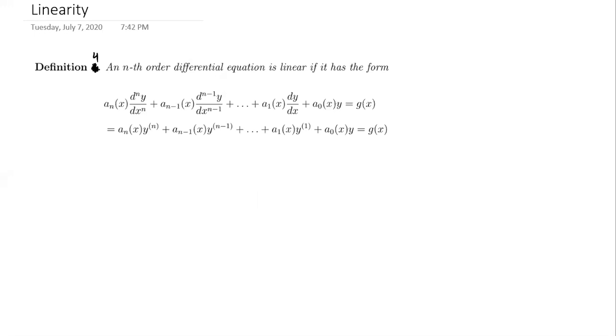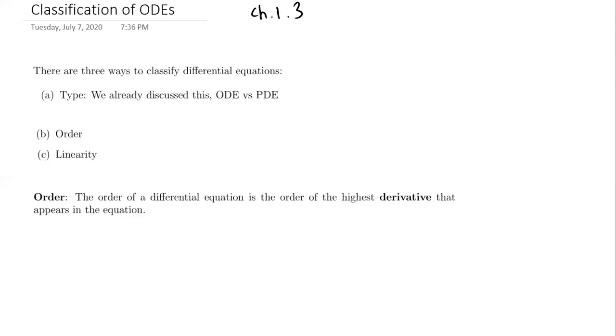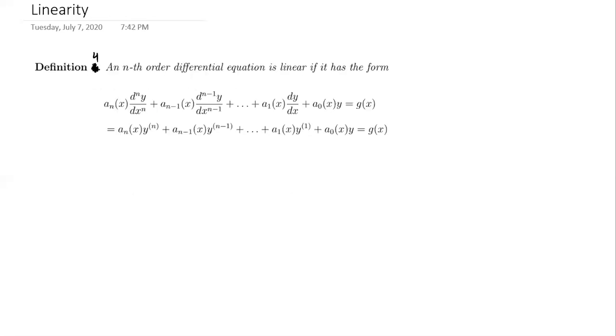Now linearity. This is the last form of classification. So again, we had 3. We already went through type. We went through order. Now we have to do linearity. It's hard because you can only define linearity in a general way.